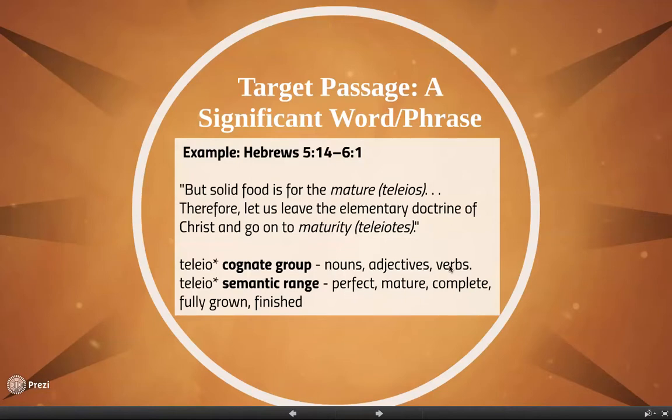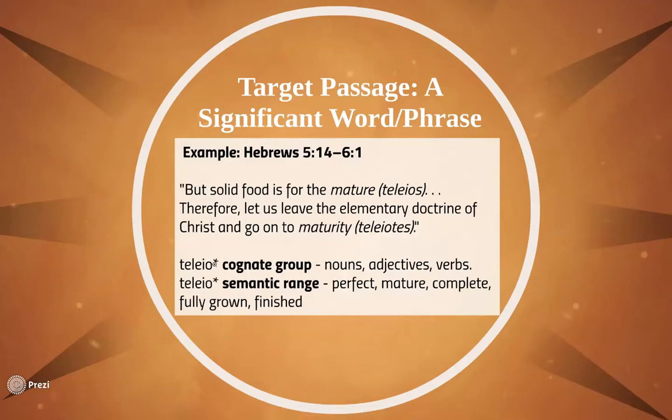We'll also note that there are various verbs that are formed by using teleios, like the verb teleioo. Now, nouns, adjectives, and verbs that are formed from the same root are called a cognate group. So sometimes it's helpful to do a search on a cognate group, which is what this little asterisk here is for, to search for a cognate group to determine the various ways it can be used.